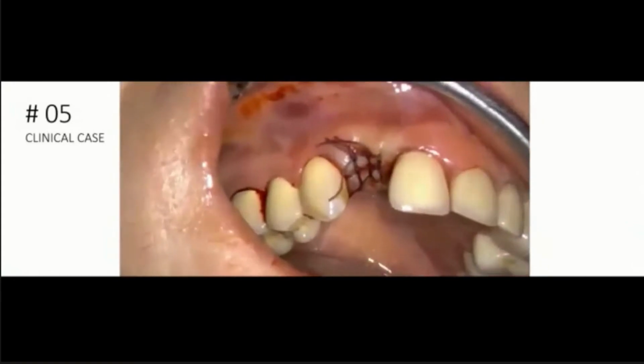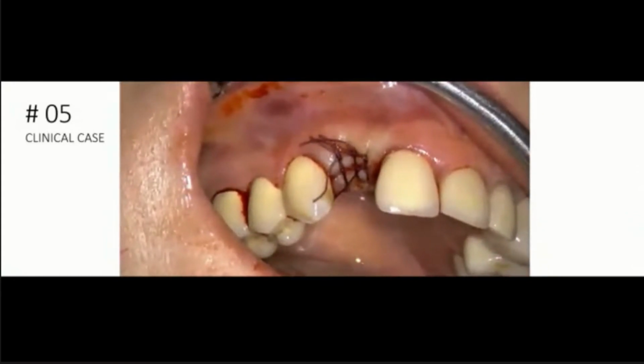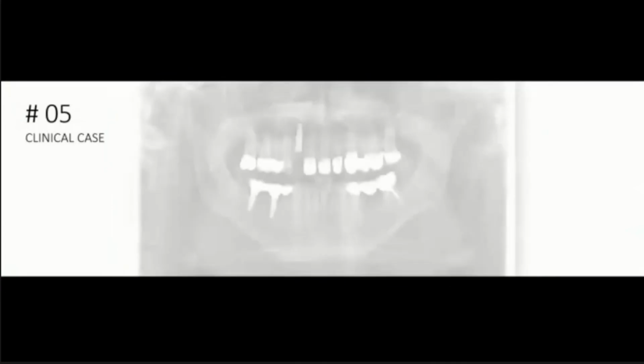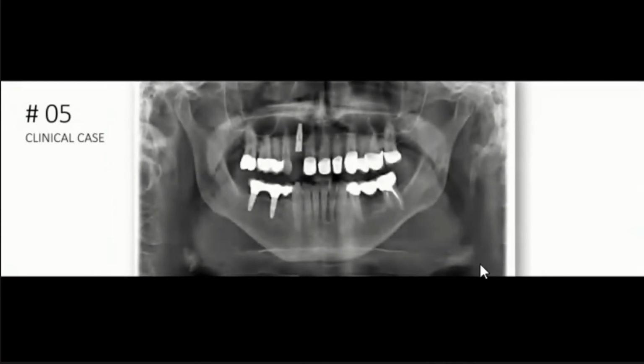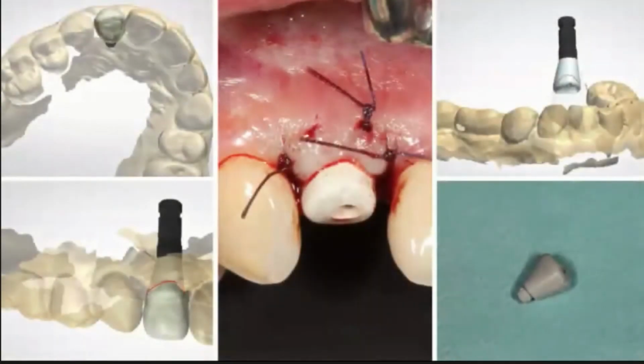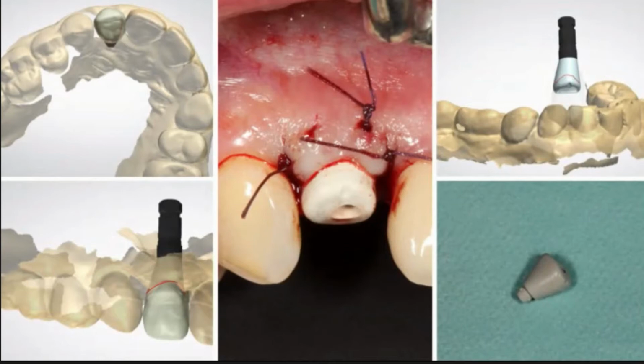So here you can see the final situation after implantation. Here you can see the post-operative panoramic X-ray and the final position of the implant. And the nice thing here is, while the implant is in the healing period, with the information of our scans, a special new type of a healing cap or sulcus former was made entirely from PEEK, polyether-ether ketone plastic.